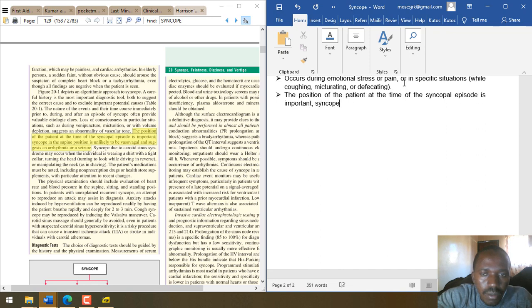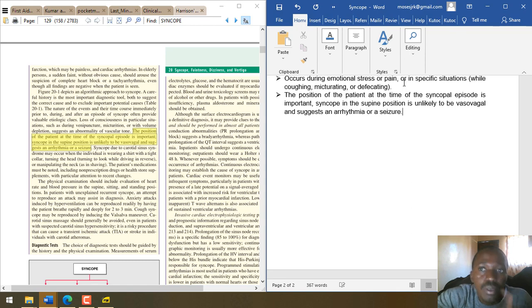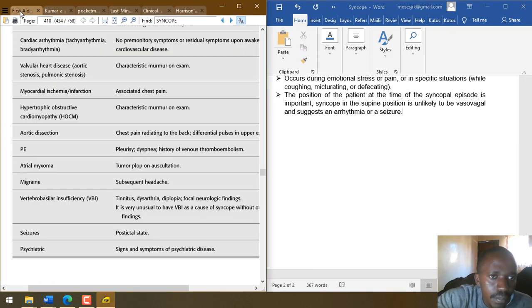Syncope in the supine position is unlikely to be vasovagal and suggests an arrhythmia or a seizure. It's very important, a very important point to actually take note of. Okay, so let's get back to this one here.